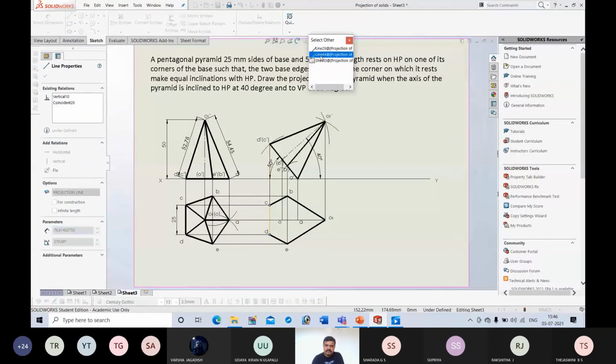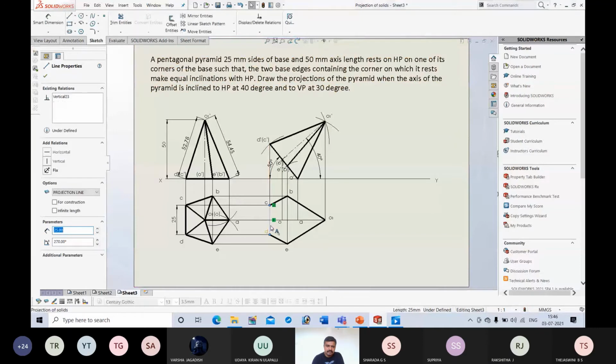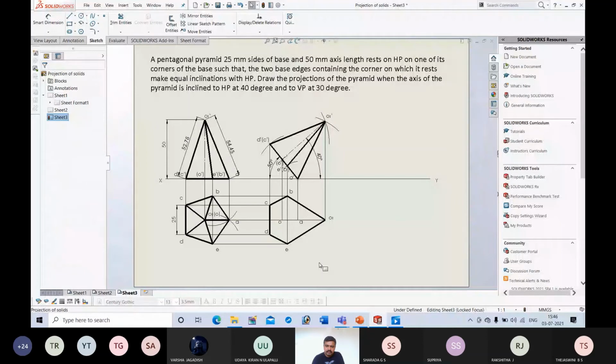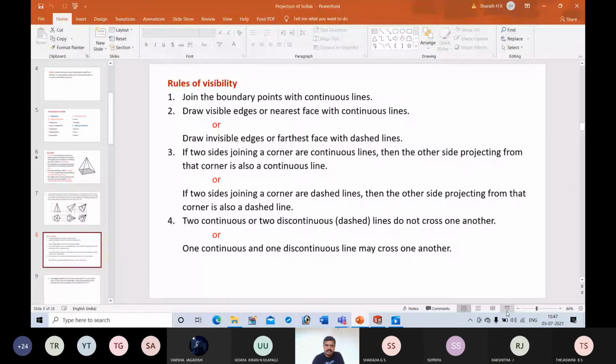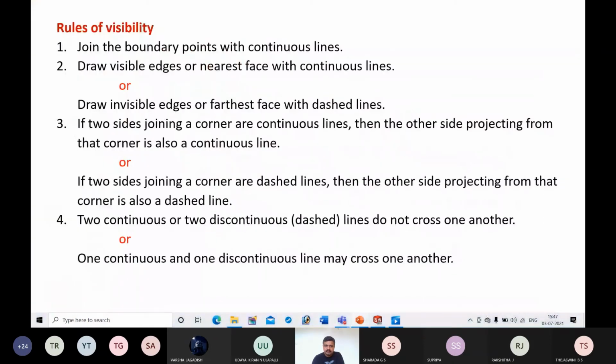Okay, in projection of solids this is very important, so you should follow this. Now I have connected all boundary points. Next I will go for the second point in the rules of visibility. Draw visible edges or nearest face with continuous lines. Draw invisible edges or farthest face with dashed lines.